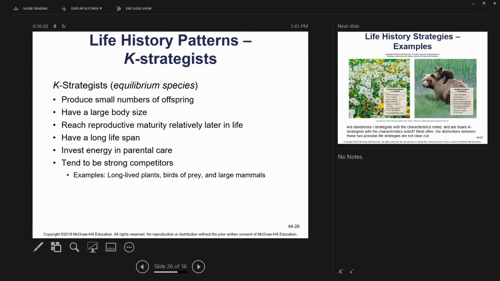Then we have our K strategists. These are considered equilibrium species. They're at that balance, that carrying capacity. They've reached equilibrium with their numbers right there. They typically have a small number of offspring, usually looking at organisms with relatively larger body sizes. They reach reproductive maturity relatively later in life, so not immediately upon being born. So, humans, we reach our reproductive maturity during adolescence. Different organisms take longer to reach reproductive maturity.